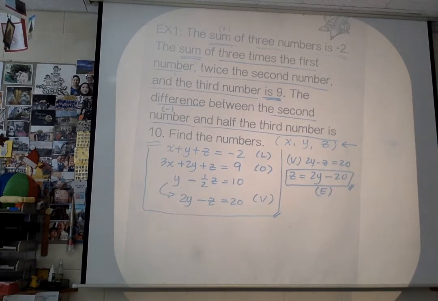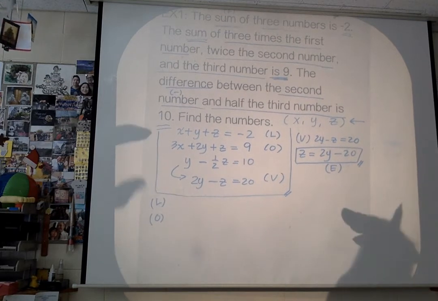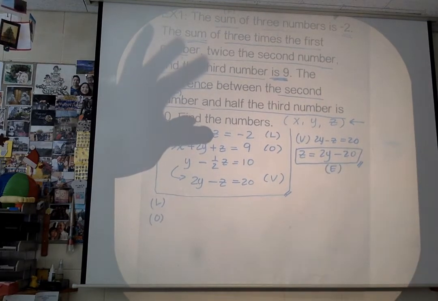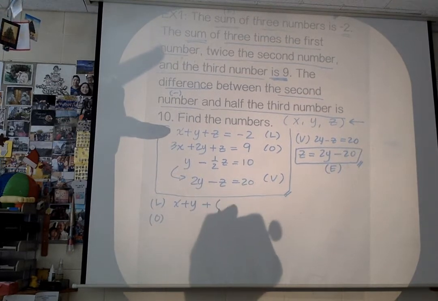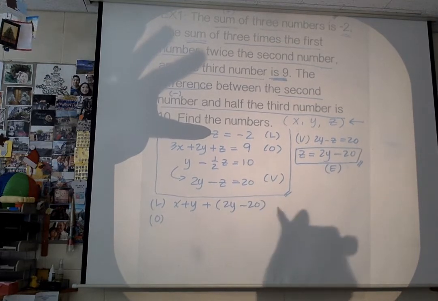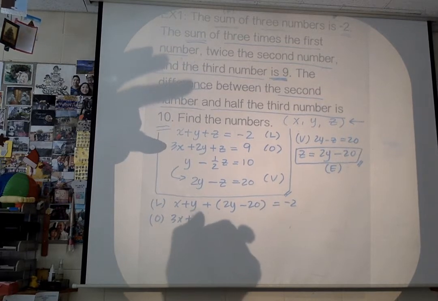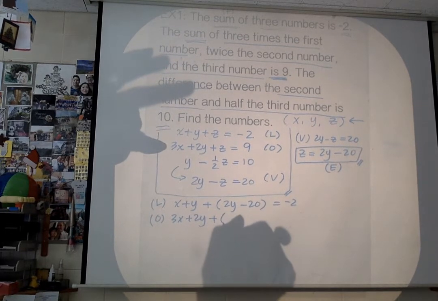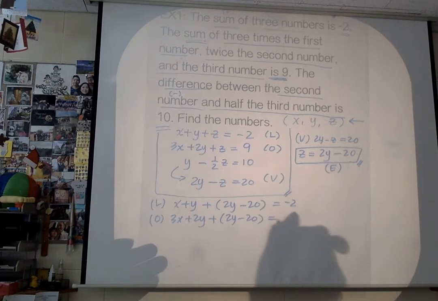So let's replace it. Let's take L and O. Every time you see a z, you're going to plug in 2y minus 20. Let's do that for the first one: x plus y plus, instead of z, we put 2y minus 20 equals negative 2. For O: 3x plus 2y plus, instead of z, 2y minus 20 is going to equal 9.